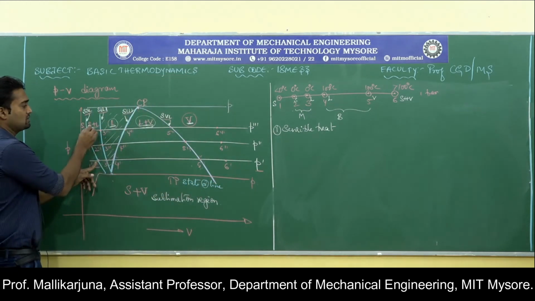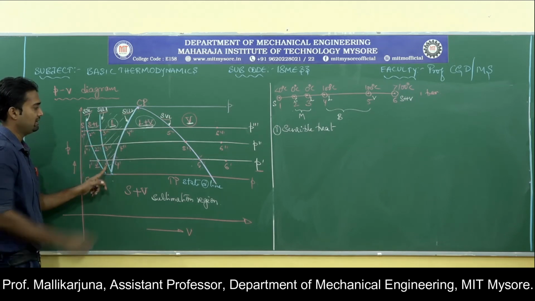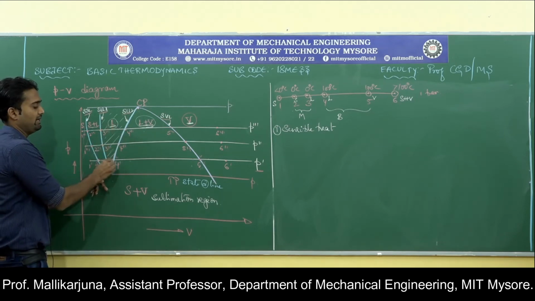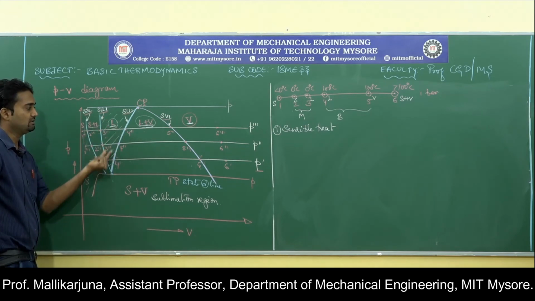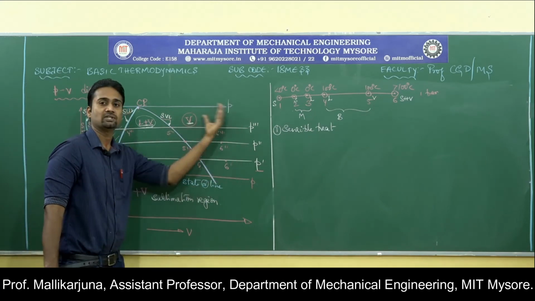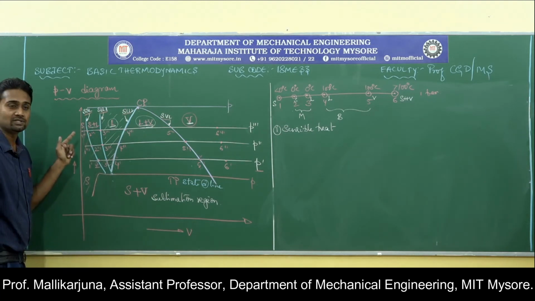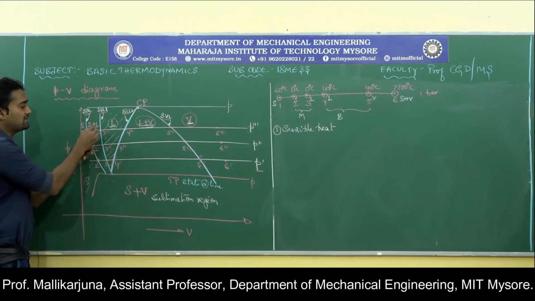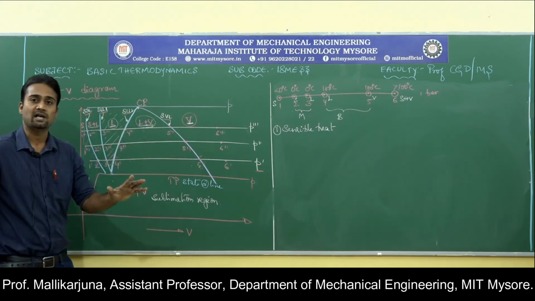From 2 to 3, solid and liquid phases are existing. In a liquid region, from 3' to 4', it is completely a liquid region. It is a single phase region. Liquid region is a single phase region. Here vapor region is a single phase region. No phase change is happening. Here solid region is a single phase region. No phase change is happening. Whereas solid plus liquid, phase change is happening. Liquid plus vapor, phase change is happening.